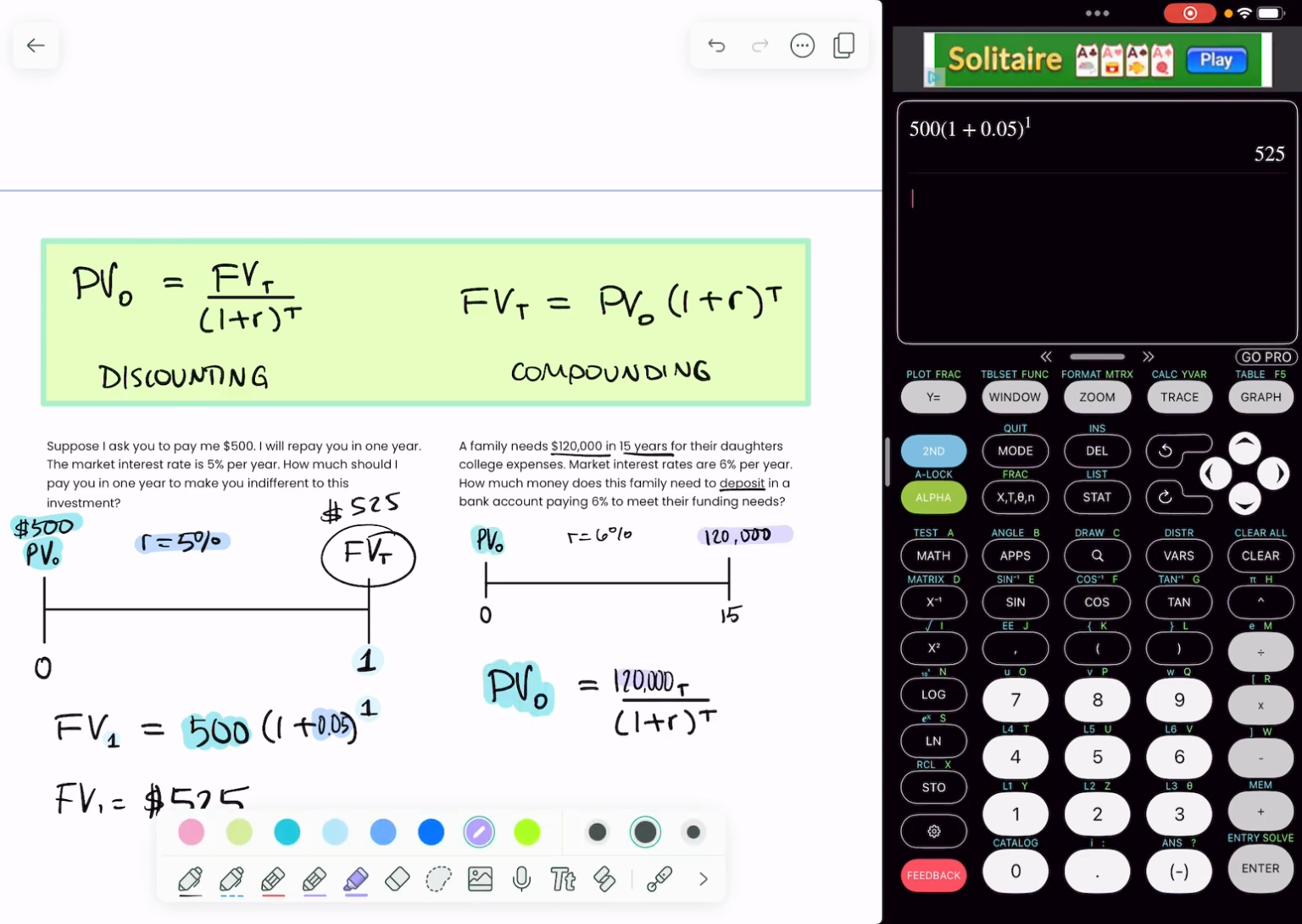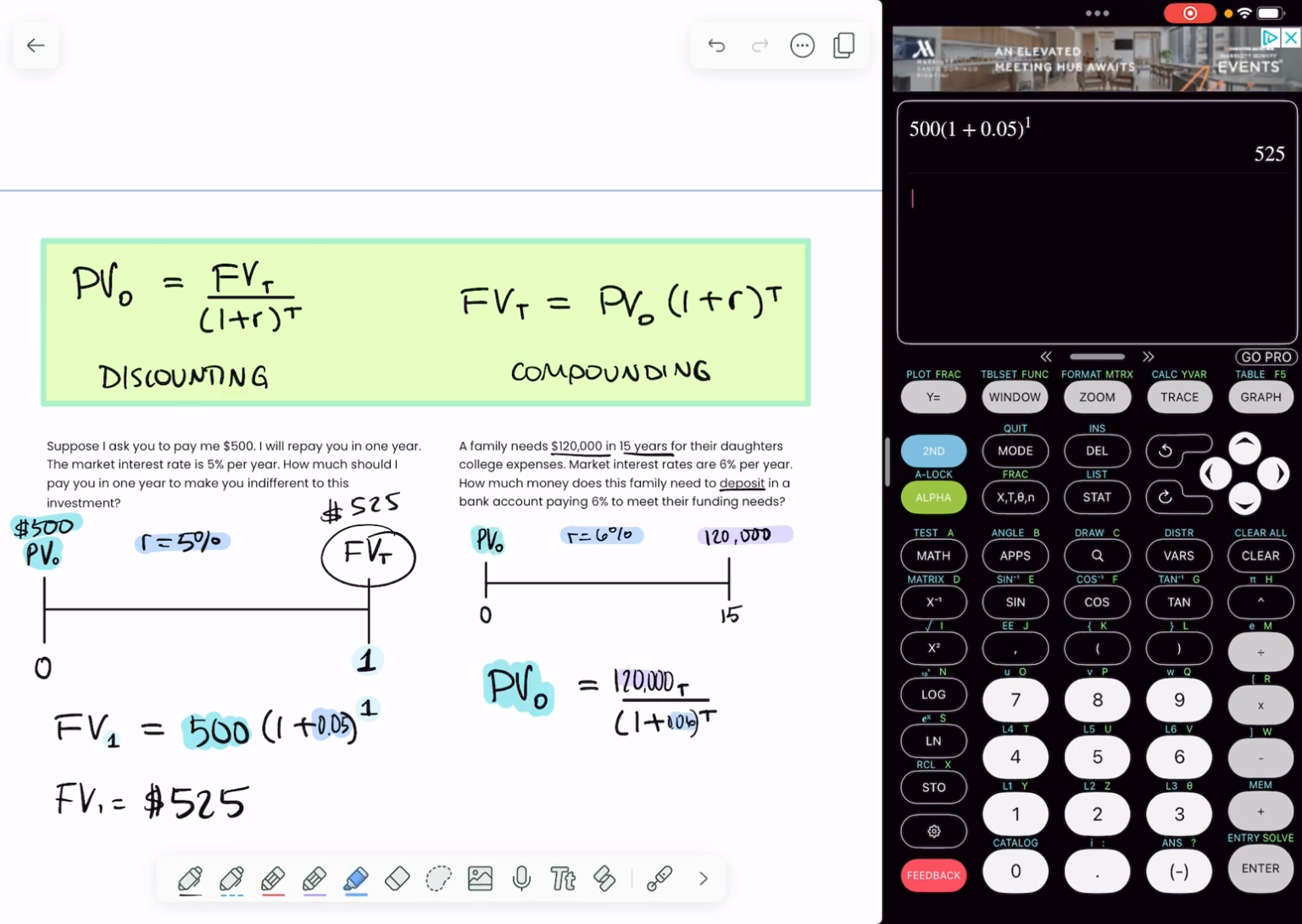They're telling us that the future value of money is $120,000. They're telling us that the rate is 6%. So if you're not good at conversions, you just do 6 divided by 100. You get 0.06. That is your rate in decimals. And then your time is 15 years. So then you just plug that into your calculator.